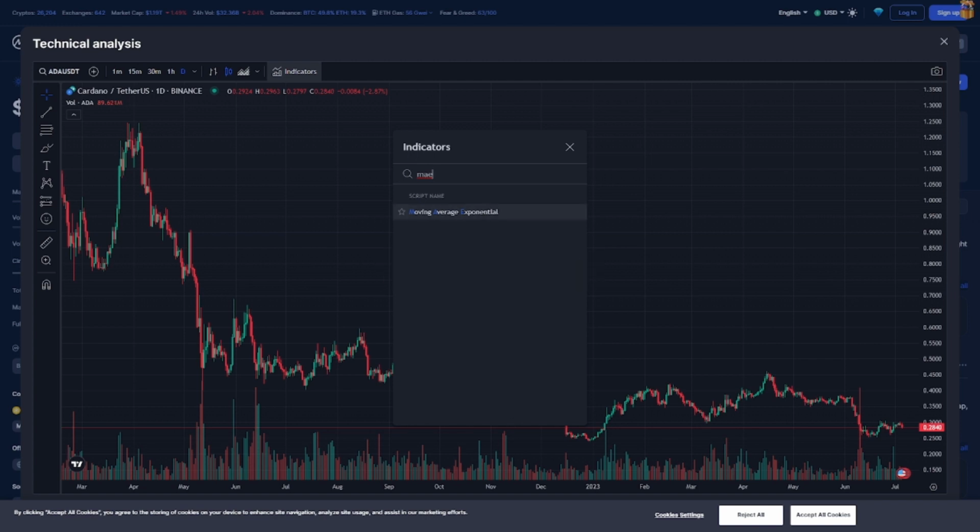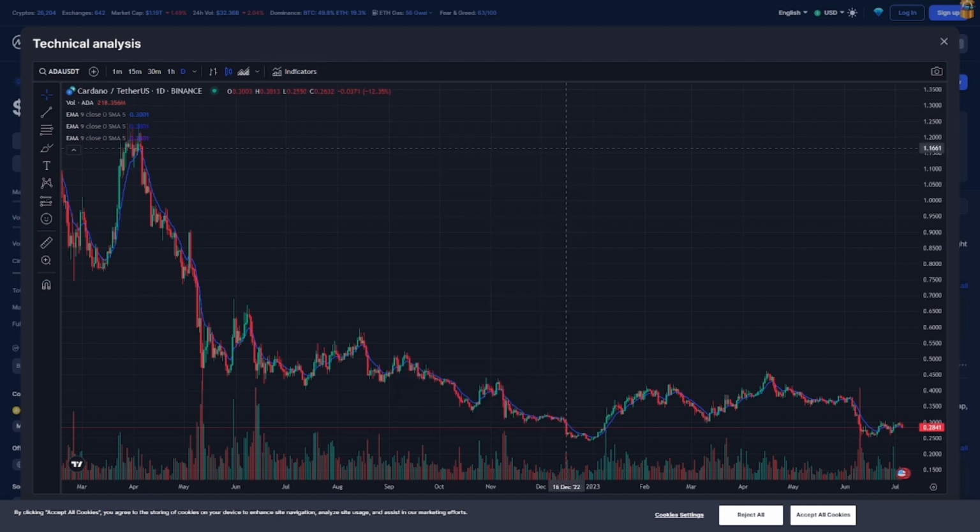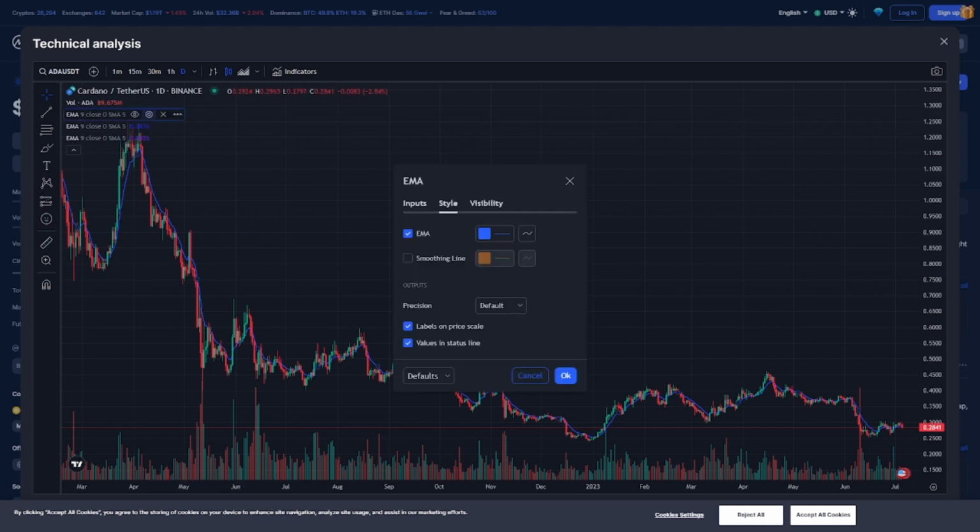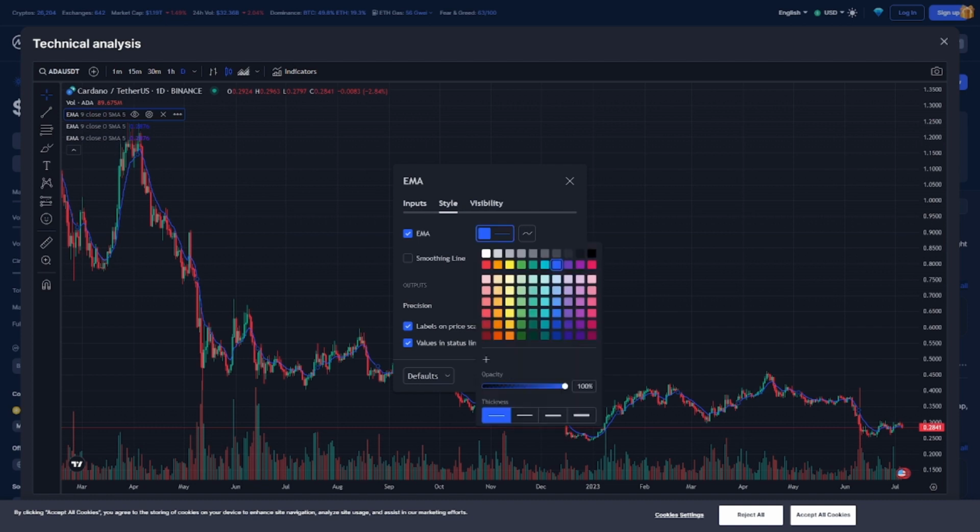Once we find this on our screen, we want to click it 3 times. 1, 2, 3. Perfect. Once you have this down, go over to the top left of your screen, where you're going to see 3 of these EMAs show up. Hover over one of them and click on the Settings tab. Then click on this color right here, go down, click on the thickness, and change it to the second one right here.